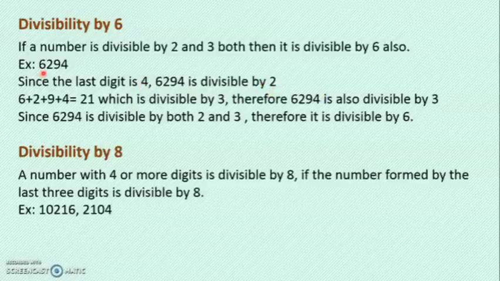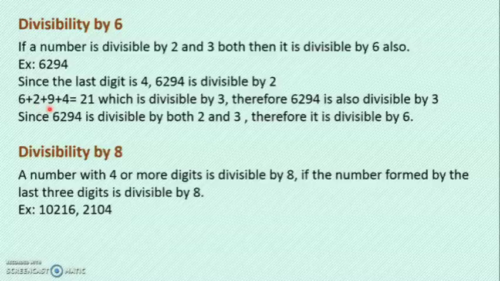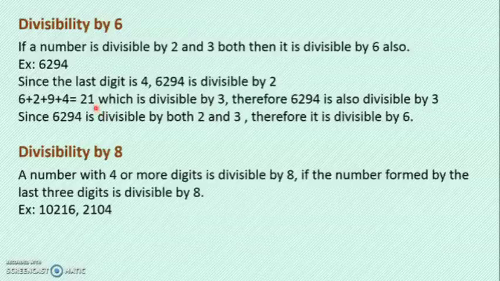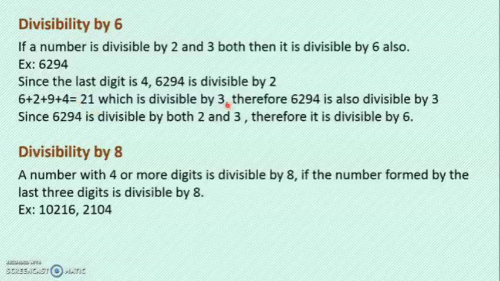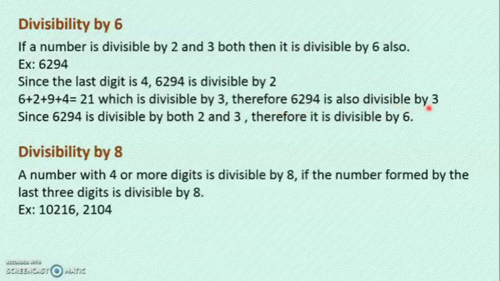Now we have to check by 3. How do we check? By adding all the digits. 6 plus 2, 8. 8 plus 9, 17. 17 plus 4, 21. Which is divisible by 3. 21 is divisible by 3, isn't it? Yes. So, since the sum of the digits is divisible by 3, that is why this number will also be divisible by 3. Therefore, 6294 is also divisible by 3.